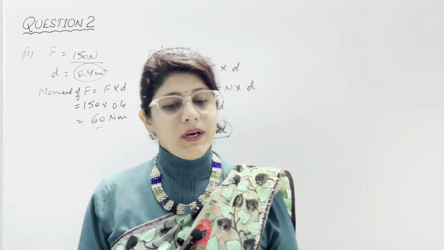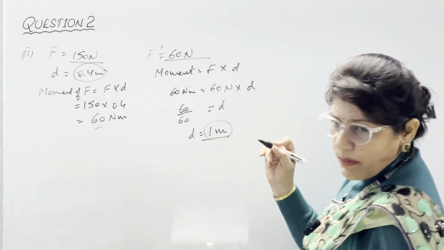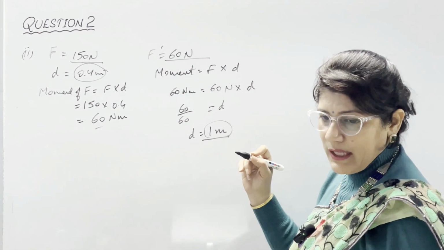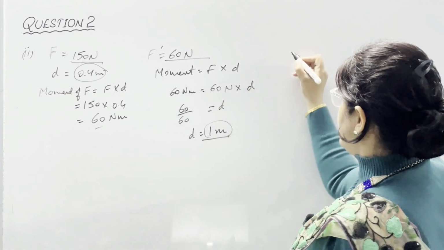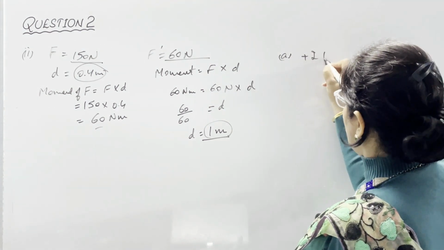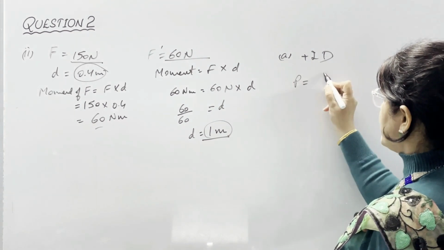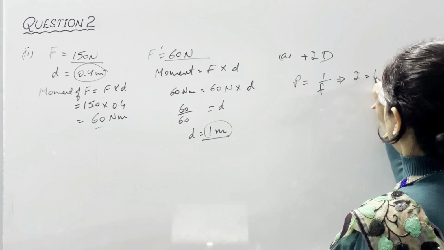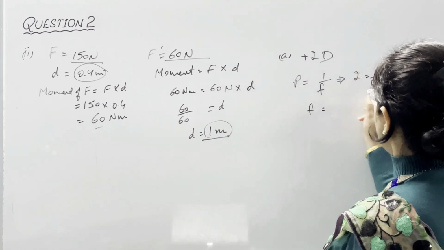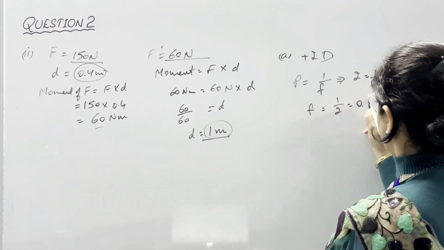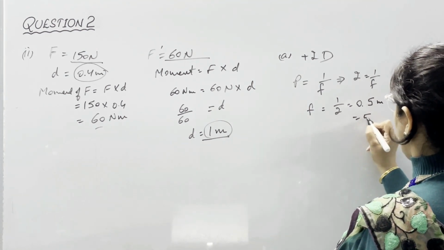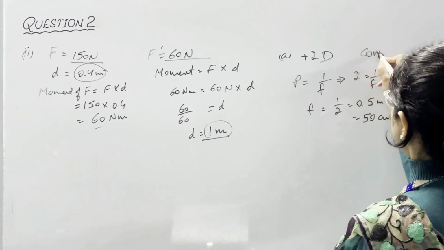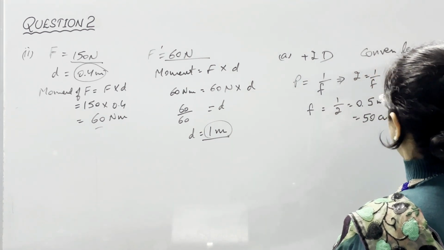In fourth part, what is the nature of each lens if its power is given? We need to find the nature of the lens and the focal length of the lens if its power is given as plus 2 diopter. Now we know that power is equal to 1 upon focal length. So it means 2 is equal to 1 upon f, or you can say f is equal to 1 upon 2, or you can say 0.5 meter or 50 centimeter. Plus sign always depicts power of a convex lens.